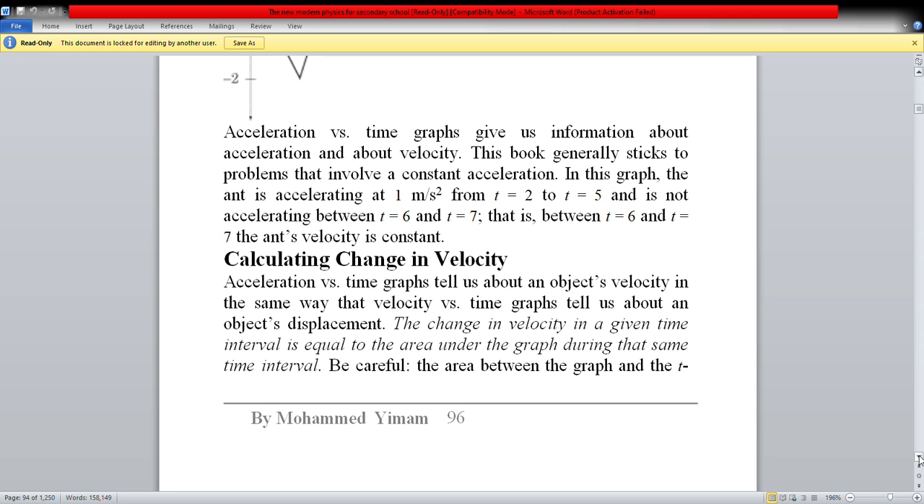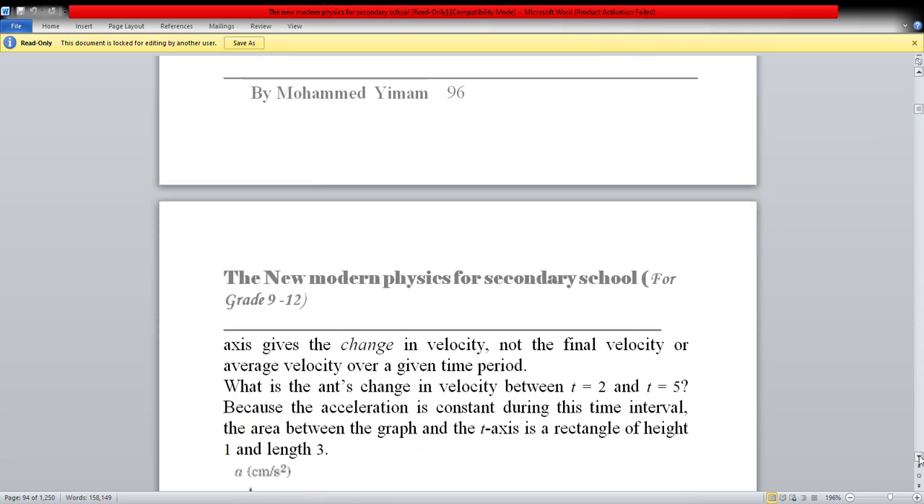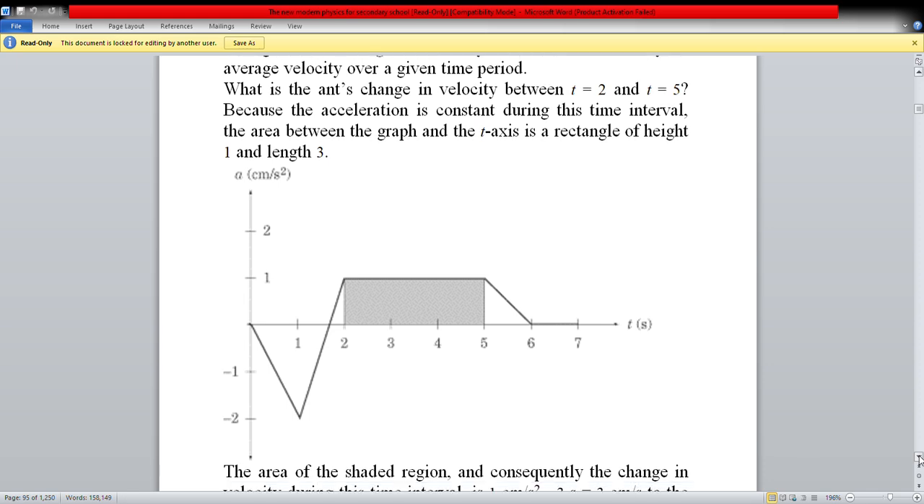Change in velocity in a given time interval equals the area. The change in velocity in the acceleration time graph is the same as the area under the graph during that same time interval. Be careful to keep this in your mind, okay? Look at how to calculate the area and we add them to finally calculate the change in velocity.